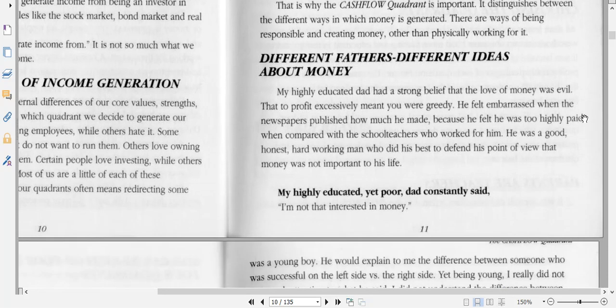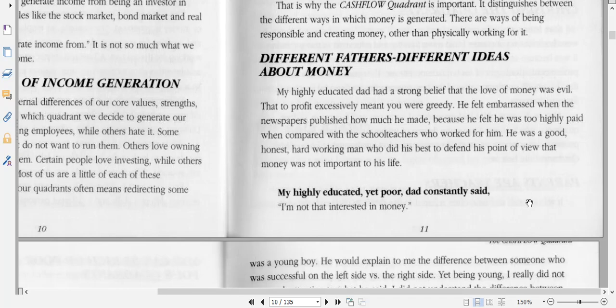Different fathers, different ideas about money. My highly educated dad had a strong belief that the love of money was evil, that to profit excessively meant you were greedy. He felt embarrassed when the newspaper published how much he made because he felt he was too highly paid when compared with the school teacher who worked for him. He was a good, honest, hard-working man who did his best to defend his point of view that money was not important to his life.